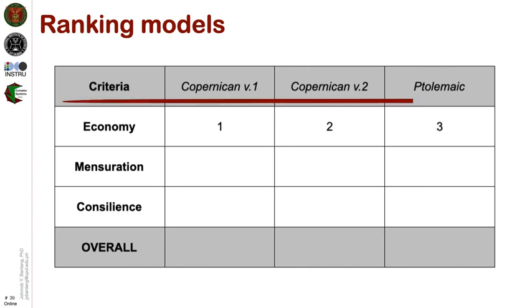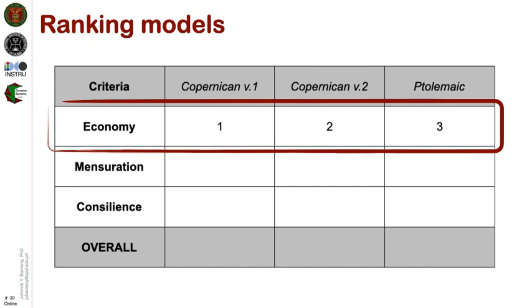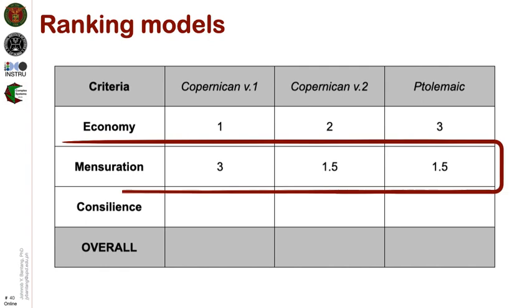We begin with economy. Obviously, the ranking from simplest to most complex is from the original version of Copernicus, to its second version, and the Ptolemaic model comes last. And so we put here the rank 1, 2, and 3, respectively. Next, mensuration. In this case, we can say that the second version of the Copernican model comes close to a tie with the Ptolemaic system. In this case, we shall use 1.5 as ranking for both to keep the total of all ranks to 6. 3 plus 1.5 plus 1.5 is 6.